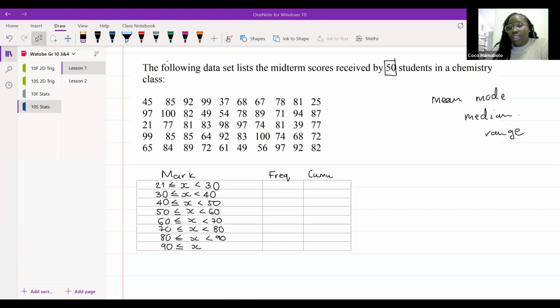No, we can't. It's the last column. So we need to count everything between 90 and 100. So we're going to include 100 over here as well. We need it in that last column, because that's the highest mark that you can get. All right, give me a thumbs up if you will be able to populate the frequency and the cumulative frequency. Are you able to do that?